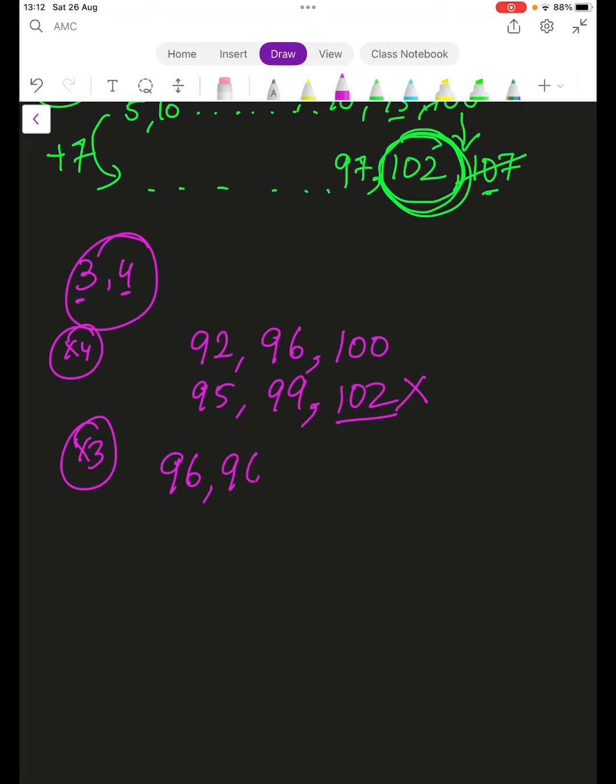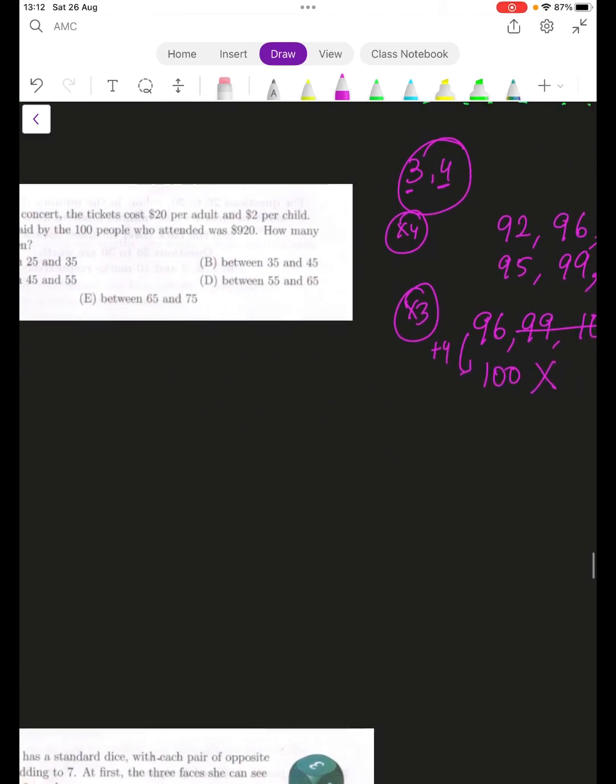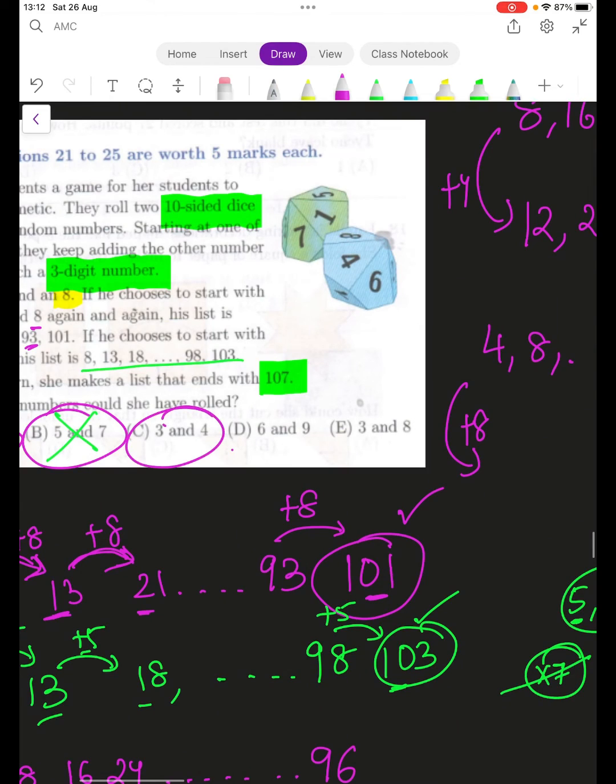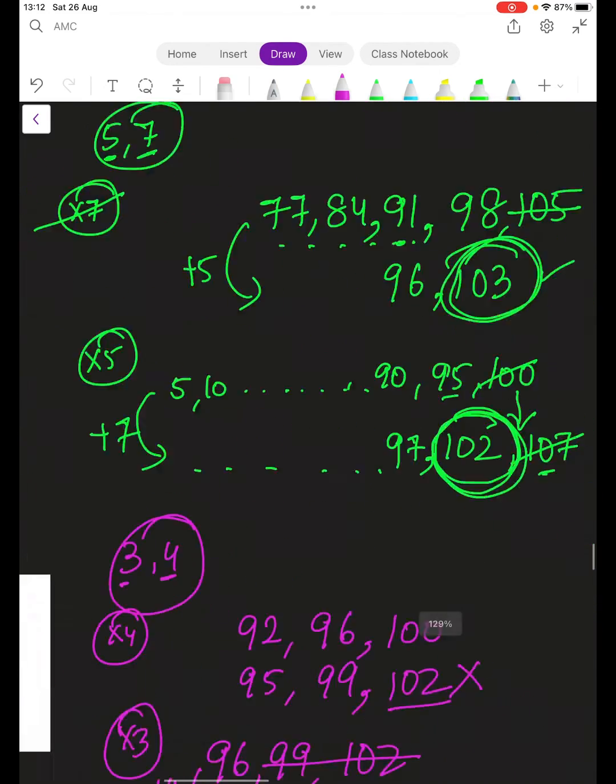But if I count in 3s, I know it's 96, 99. Sorry, why did I write 96 two times? And 102, and because the series were deferred by 4, so I'm adding 4. So it will be 100. Actually, I don't need all this, it will stop at 100. So it did not work. So 3 and 4 also does not work.